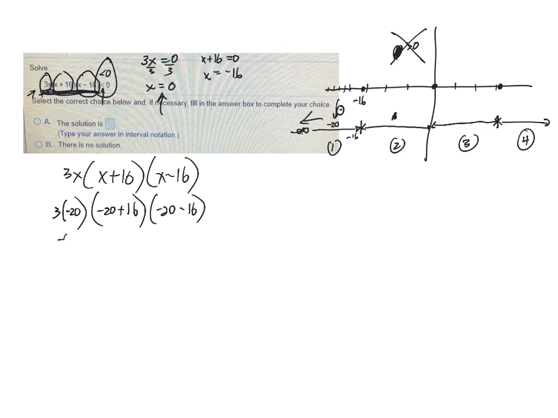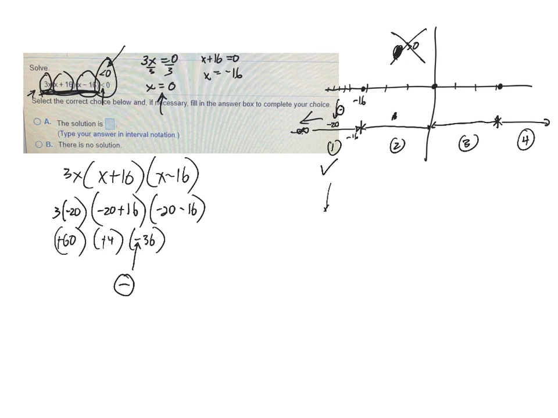3 times minus 20 is minus 60. Minus 20 plus 16 is negative 4. Negative 20 minus 16 is negative 36. If you're multiplying these, two negatives will be a positive, but I'll be stuck with a negative. I don't really care what the number is. It's a big number, but I know that it's going to be negative, so it's going to be below the axis, way down there somewhere, but that's what I want. I want something less than 0. So that first interval, I want that one.